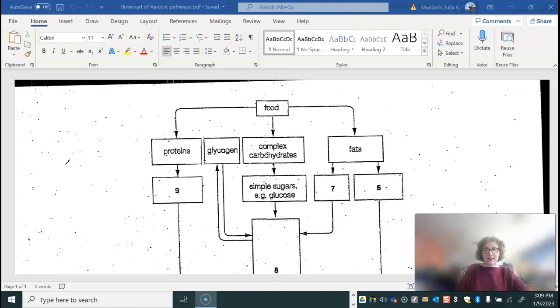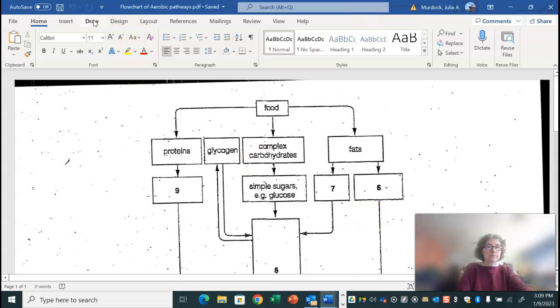This is Mrs. Murdock, and this is a review session on alternate pathways of cellular respiration.